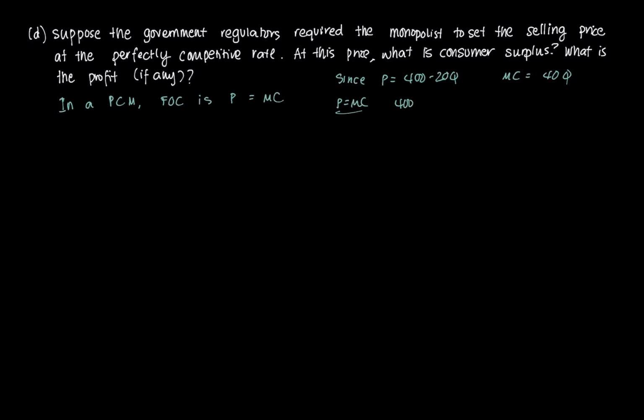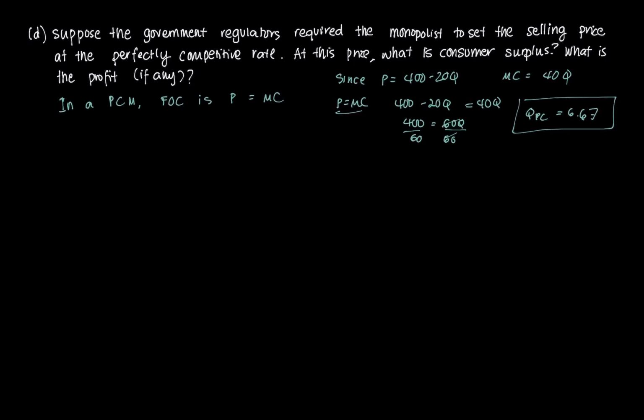That's 400 minus 20Q equal to 40Q. Then transpose, so we have 400 equal to 60Q. Divide both sides by 60. We get Q_PC, 400 divided by 60, that's 6.6667 or 6.67 for short. And so that's gonna be the quantity in a perfectly competitive market.